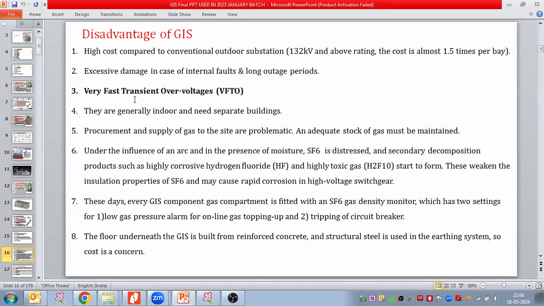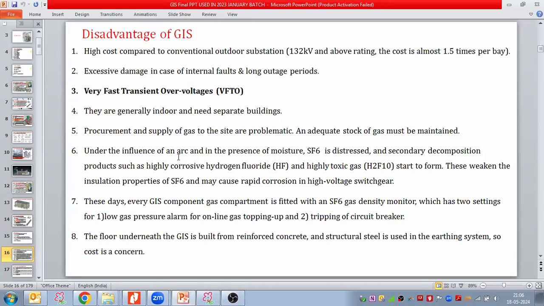VFTO stands for very fast transient overvoltage. This transient overvoltage comes on the GIS, which is also a big disadvantage for GIS substations. They are generally indoor and need separate buildings, so building cost is also added in the GIS. Procurement and supply of gas to the site are problematic, and an adequate stock of gas must be maintained at all times in the GIS substations.